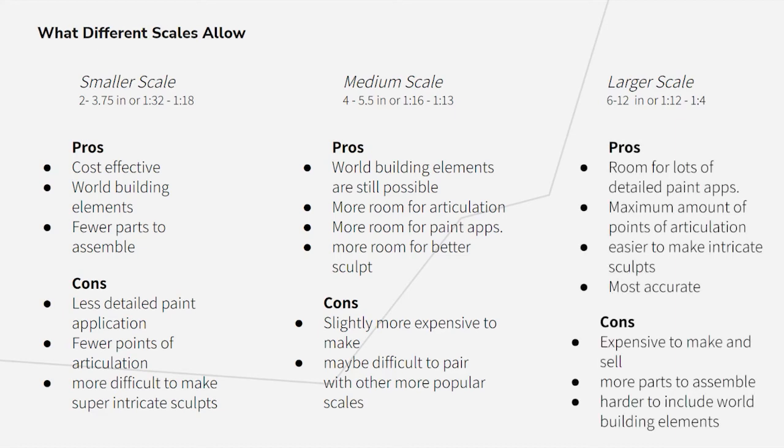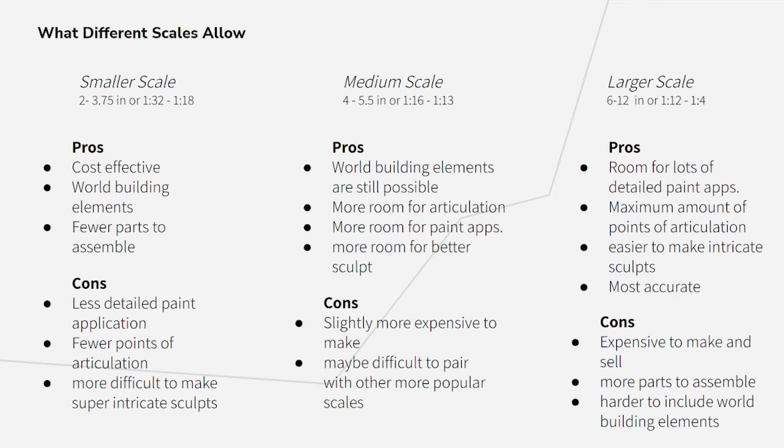Onto larger scales. Larger scales allow for an infinite amount of possibilities as to how much paint you want to put on your model. Of course, there's maximum amount of articulation points because bigger scale, more material to work with. Same with the easier to make intricate sculpts. This is where you're going to find your very accurate looking figures compared to their reference.